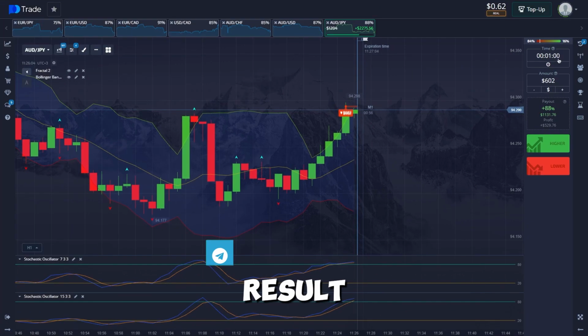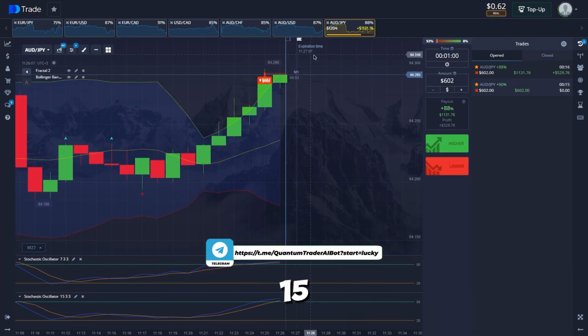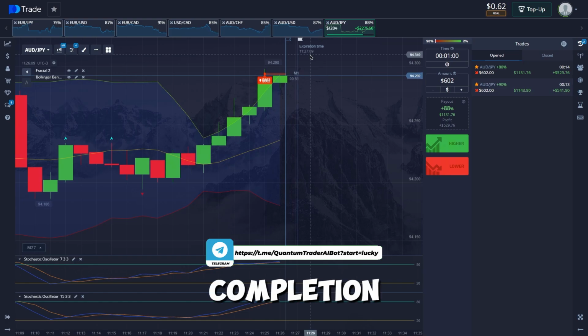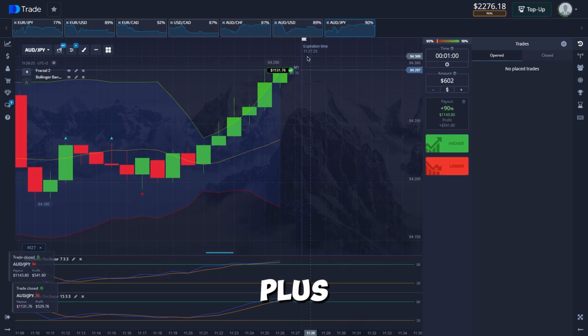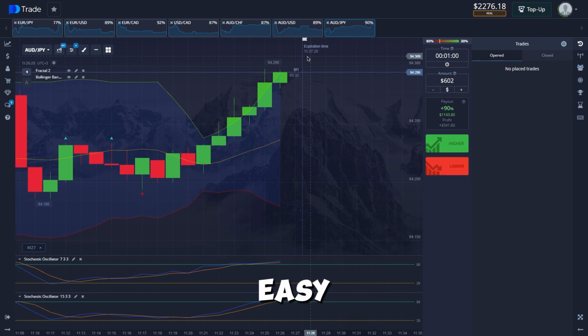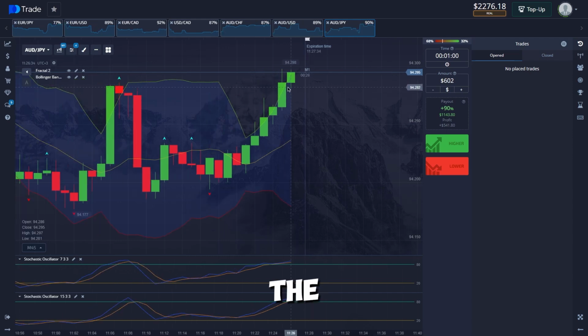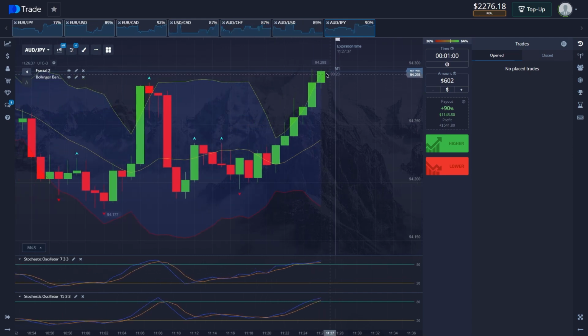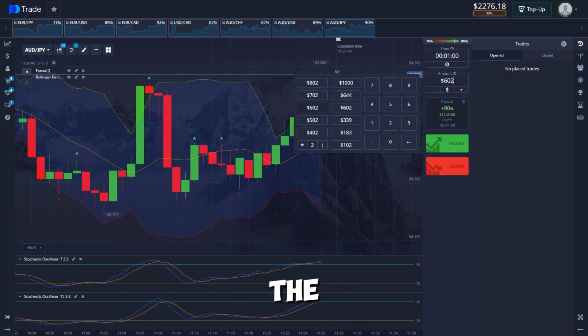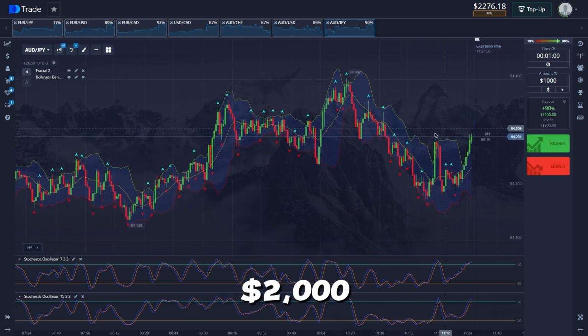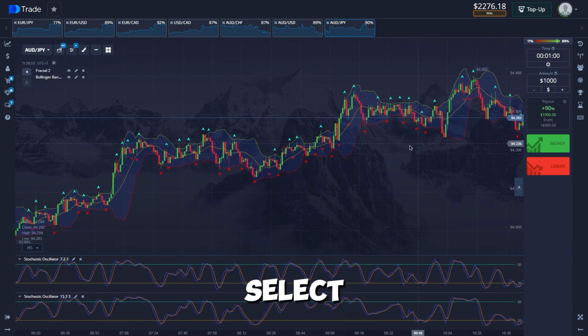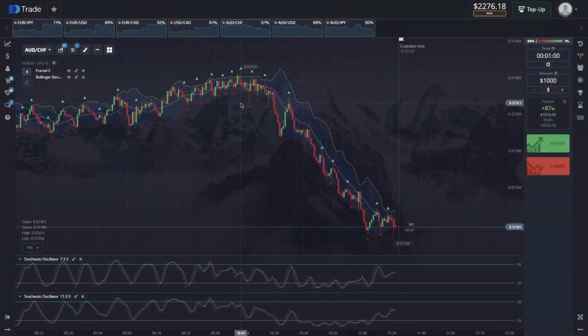Actually, let's look at the result of our trades. We have around 15 seconds left before completion. And our deals are closing in a plus. Everything was also easy. We had a price pullback, a good opening level, as I said, so the deals were fixed as a plus. We will change the amount of our transactions. Put 1,000 and open two transactions in the amount of $2,000. Let's get started and select the next currency pair.